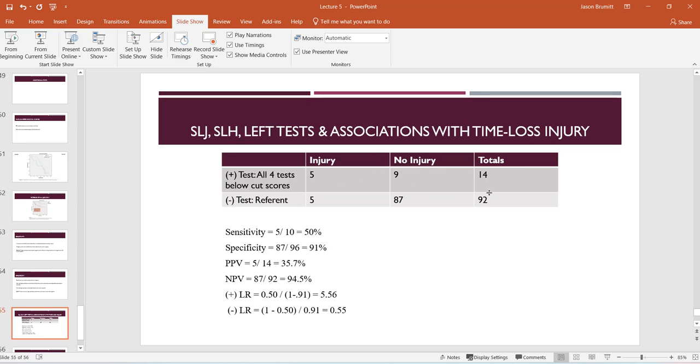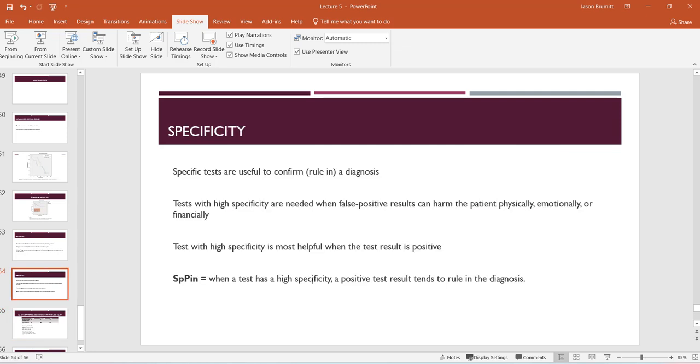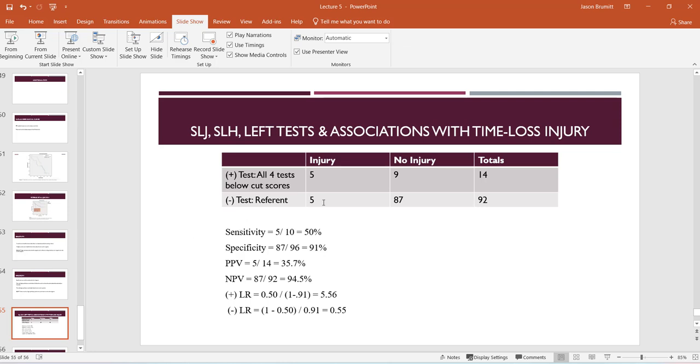So you can think about this as a quote unquote test. How good is this as a test for helping you understand the risk somebody is in? Specificity. What's specificity mean? Well, SpIn. When a test has high specificity, a positive test results in the need to rule in the diagnosis. So this is something that people think about. So, okay, let's say somebody had a positive test, means that they had poor scores on all 4 tests. Well, there was a total of 14 people that had poor scores on all 4 tests. Only 5 of them got hurt.